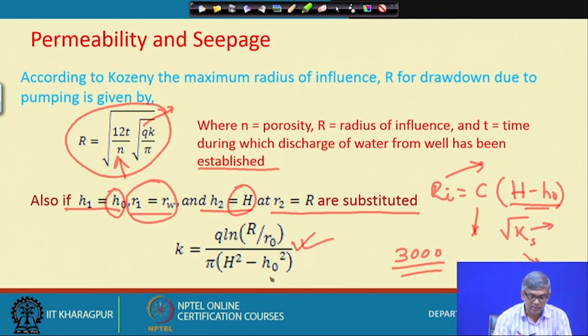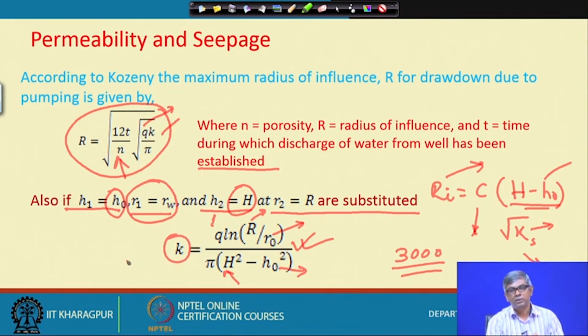So, what does this equation say? Q is again the seepage discharge quantity, R is the radius of influence, which we can calculate either this way or this way, R naught is the radius of the well, H is the height of the water table above the impervious layer, and H naught is the final water level after pumping. If I put these in this equation, I will get the value of k. So, this is another way of calculating k.